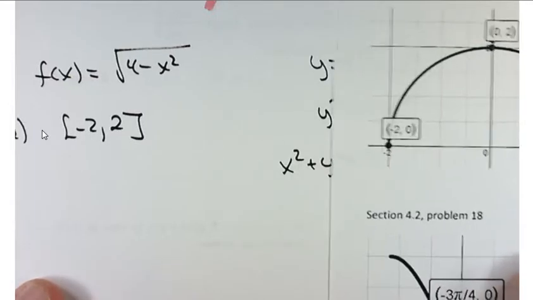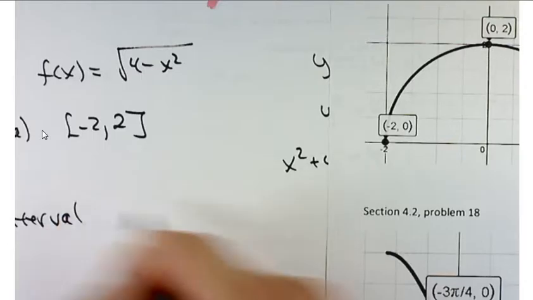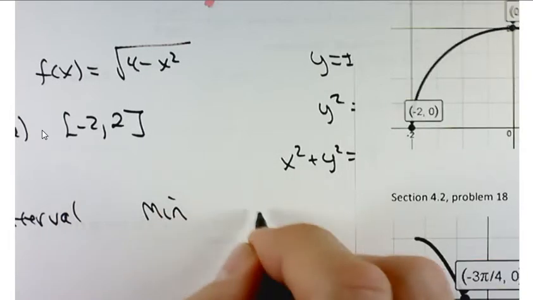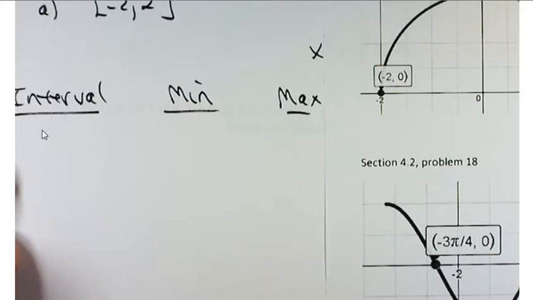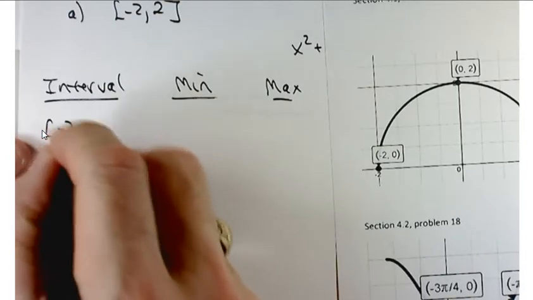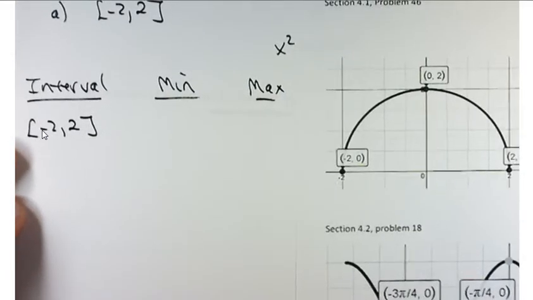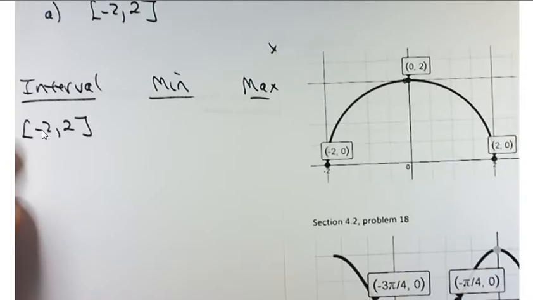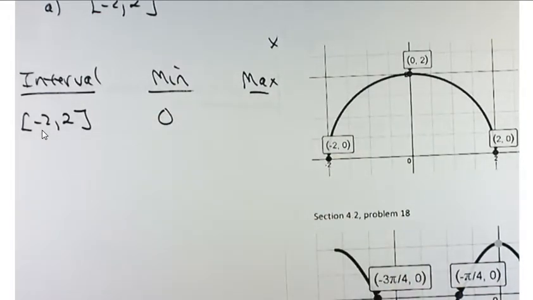So let's do it this way. Interval, min, and max. Okay, so on the interval negative 2 to 2, what's the minimum of the function? 0. What's its maximum? 2. Good. 2.